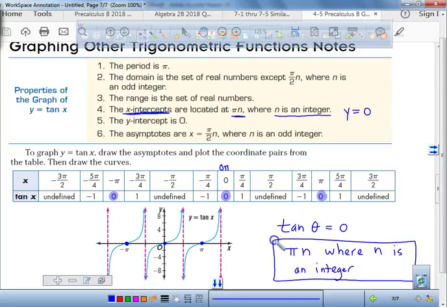So some of you are probably still asking, well, what's my answer? This is your answer for problem number 5.